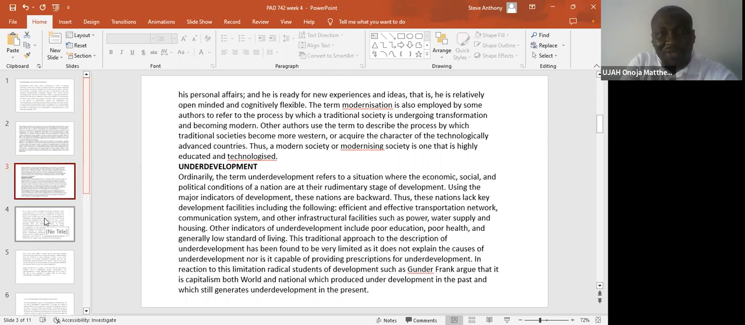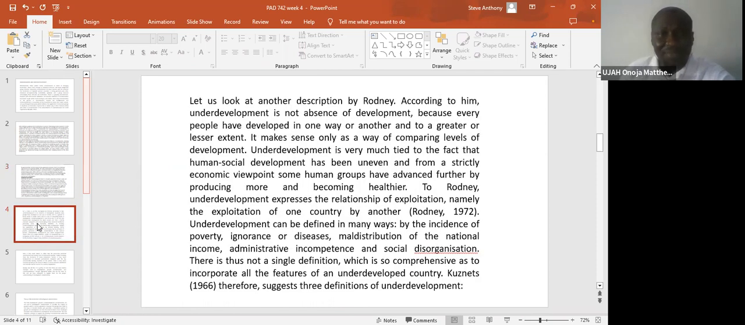That is in contradistinction to the views of modernization, which talks about doing away with certain traditional values that are inimical to development. So if you look at it very well, there are schools of thought that hold the traditional values practiced in various societies to be the root cause of underdevelopment, while there are views that hold capitalism, colonialism, and imperialism as the root causes of underdevelopment. So let us look at another description by Rodney.